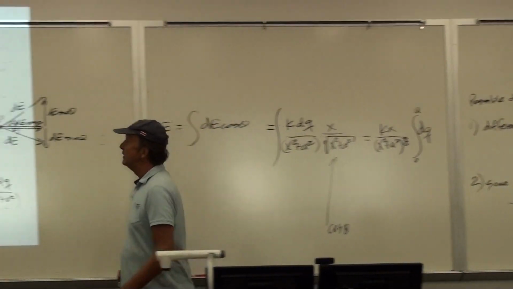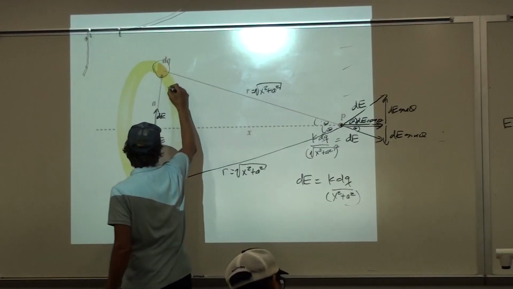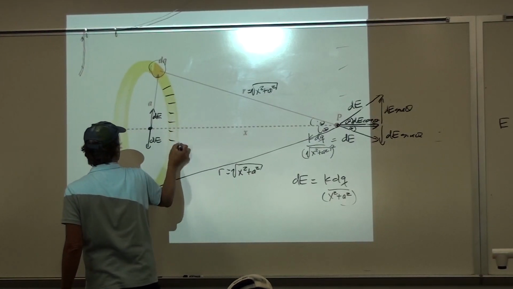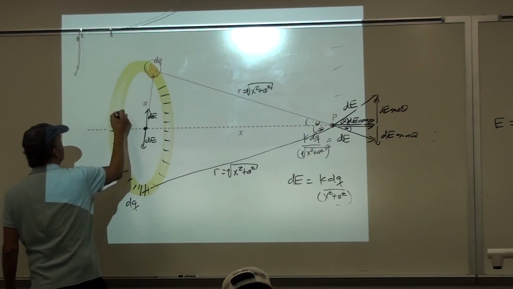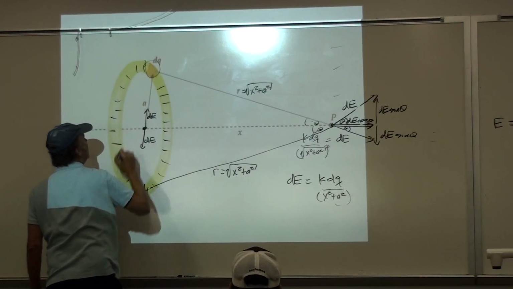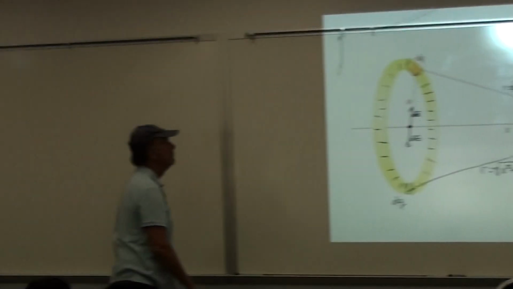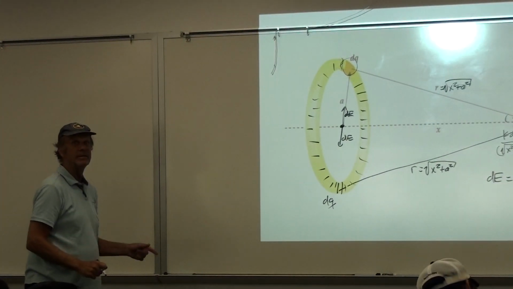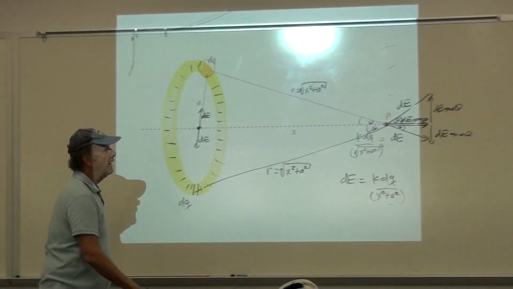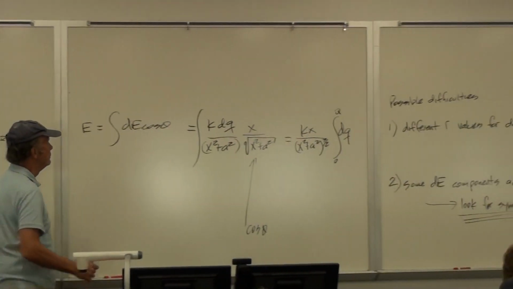Here, this is going to be one little dq. Here's another one, here's another one, here's another one. And it doesn't matter how finely we divide them. We can sum them up if they are a finite number. But if it's an infinitesimal quantity, we can just integrate. And that just gives us the total charge Q.